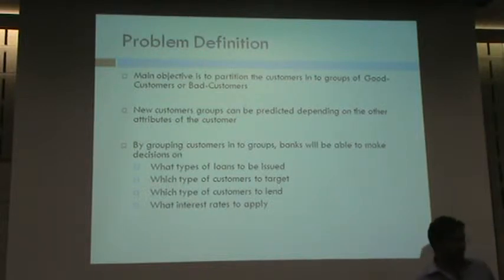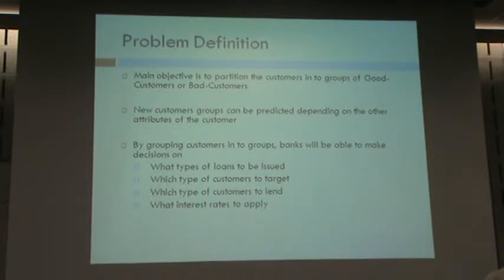The second part is the problem definition. Our main data set is customer information. Using the attributes, our main goal is to divide the customers into two groups, good customers and bad customers. By having the previous attributes, when a new customer applies for a loan, we can categorize that new customer into one of the groups.